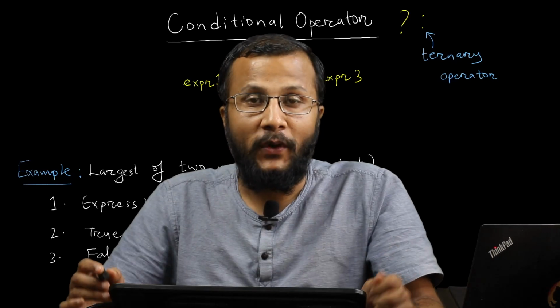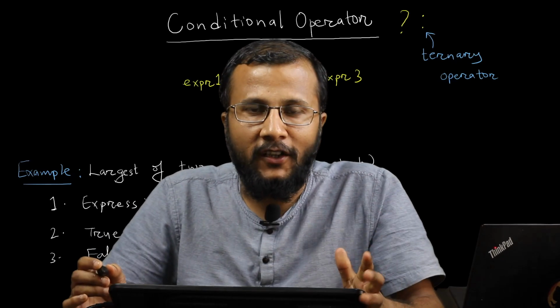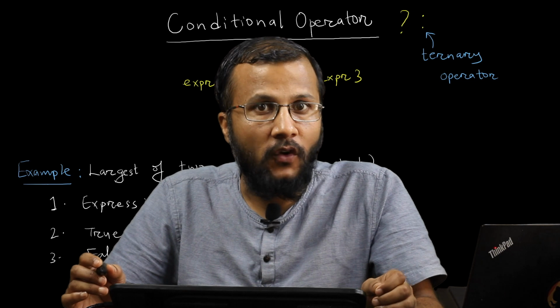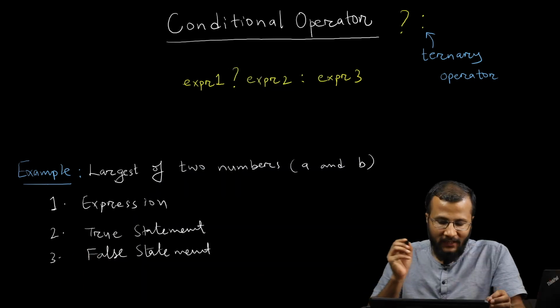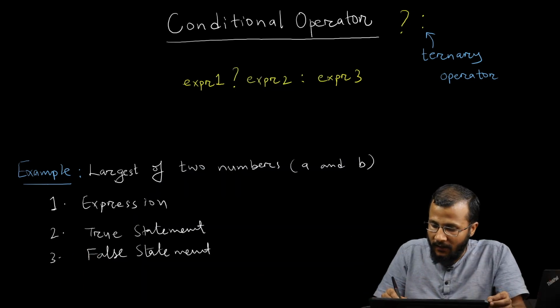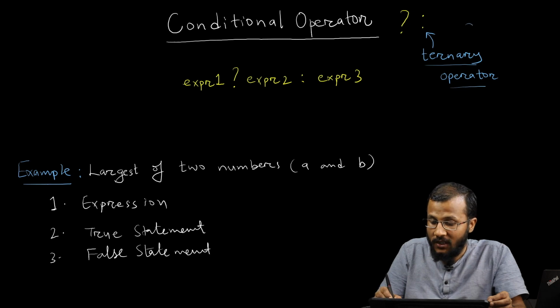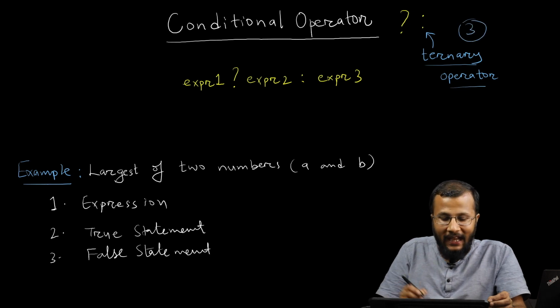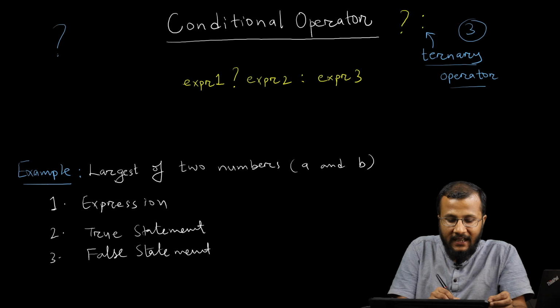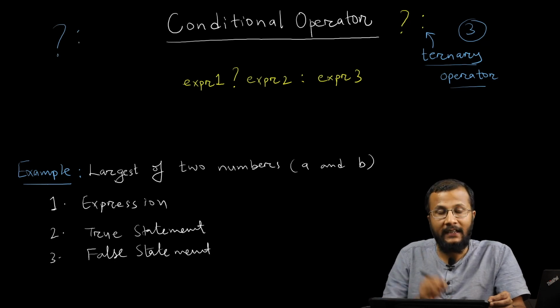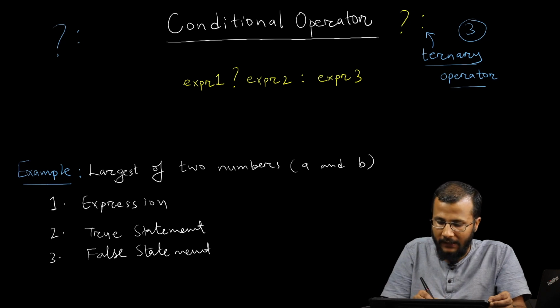In this lecture, we are going to learn about the conditional operator which is used for decision making in C. Now this operator is also called the ternary operator as it works with three operands, and the operator looks like this. It has a question mark and then a colon like this. Alright, let's see the syntax of the conditional operator.